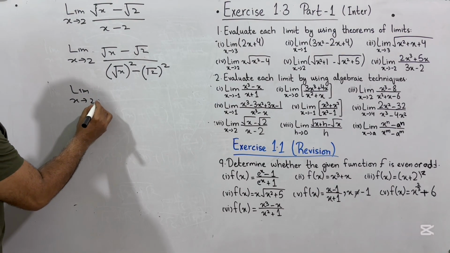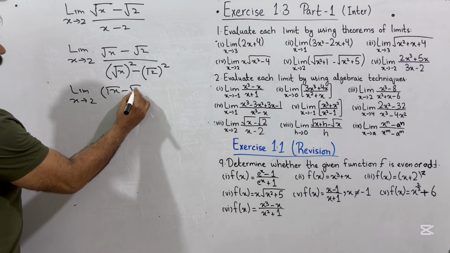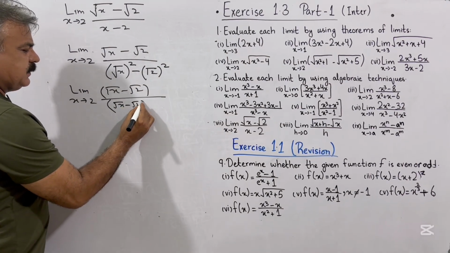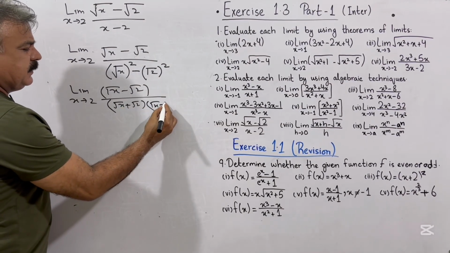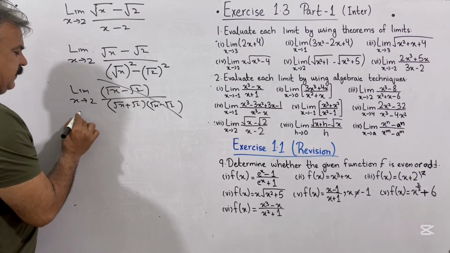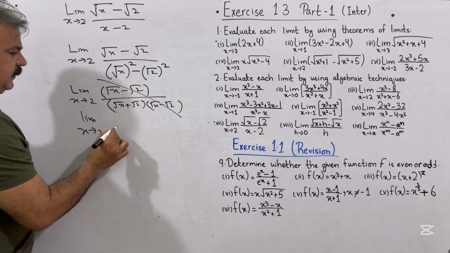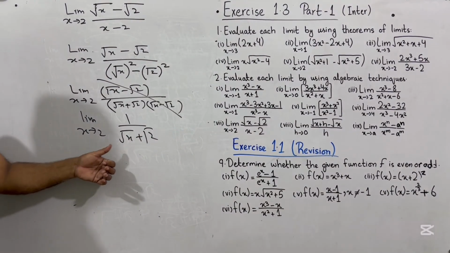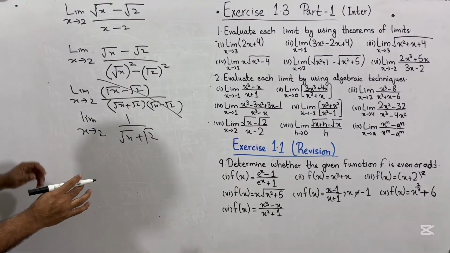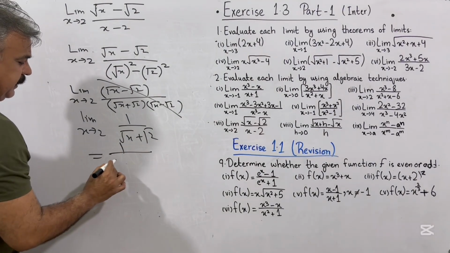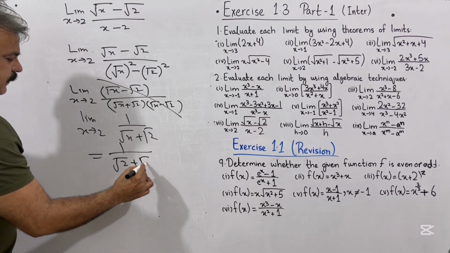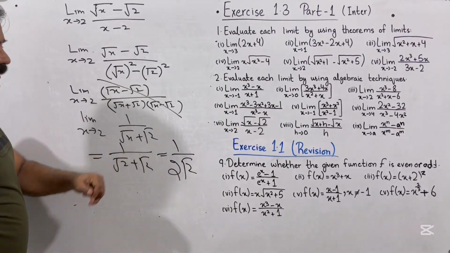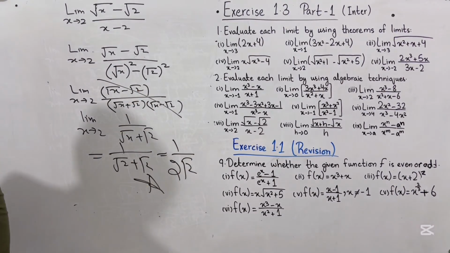Limit x tends to 2, we have root x minus root 2 over, yes, difference of 2 squares situation, root x minus root 2, another bracket root x plus root 2. Cancelled out. What I have left with is limit x tends to 2, 1 over root x plus root 2. Now put x is equal to 2: root 2 plus root 2. There is no more 0 in the denominator and we arrive at the result. Root 2 plus root 2, 2 times root 2, 1 over 2 times root 2, as we have calculated by rationalization.